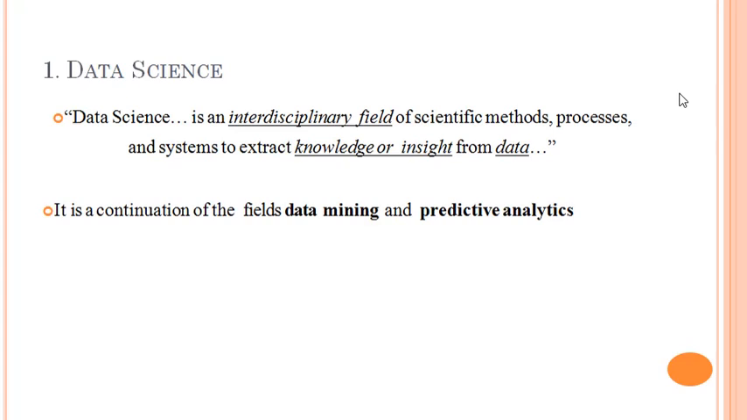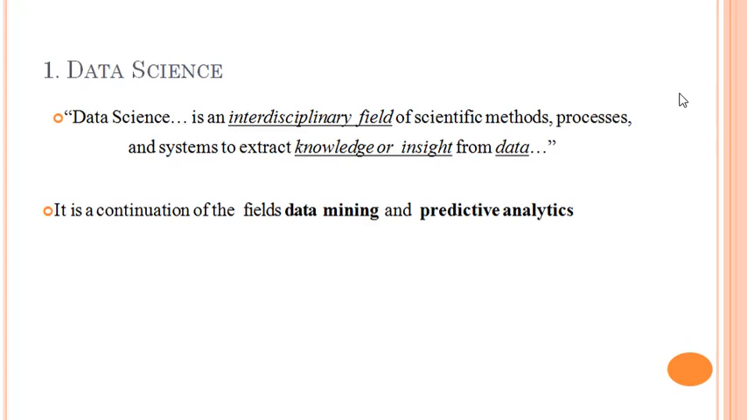So we can say that data science is a continuation of two fields which are already existing. One is data mining and the other is predictive analytics, right? So in data mining, we basically mine the data in order to extract knowledge and information, and we are doing some similar kind of stuff in data science, but the difference is that we are using some more complex and deep algorithms here. And also in predictive analytics, we tend to produce analytics from the underlying data, right?